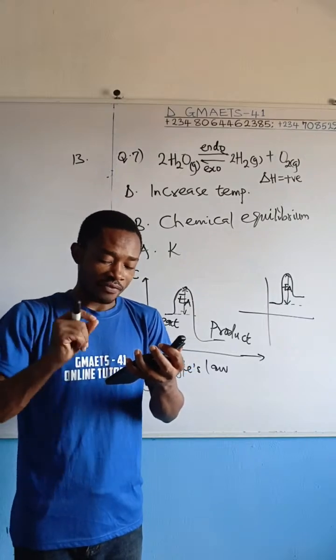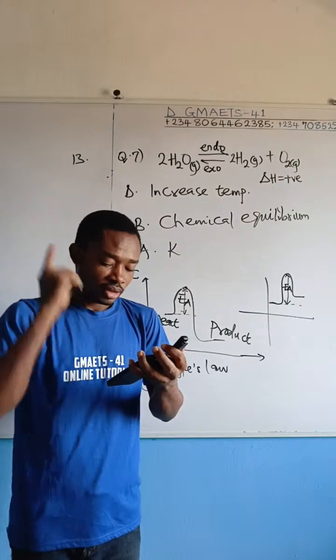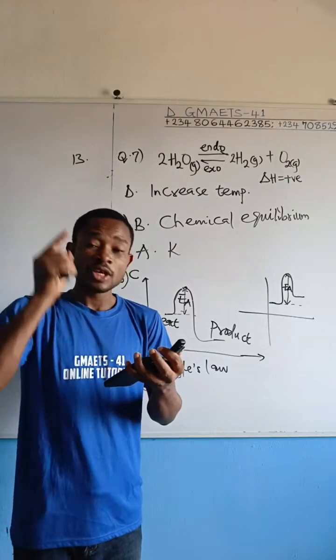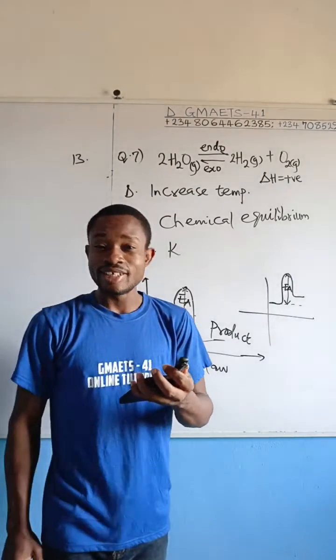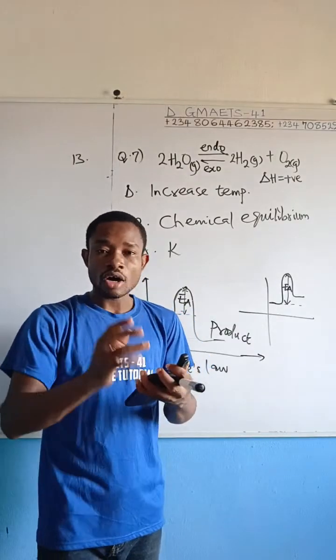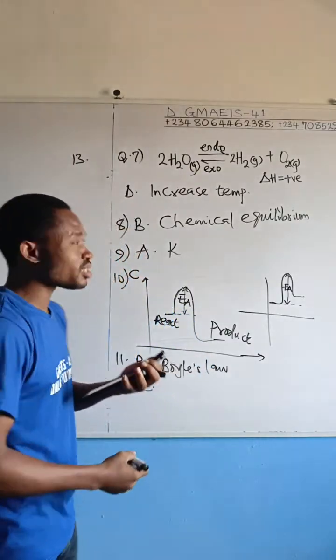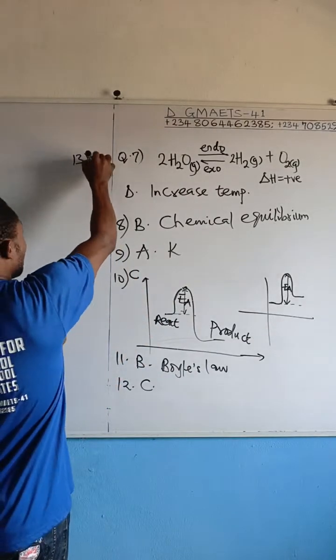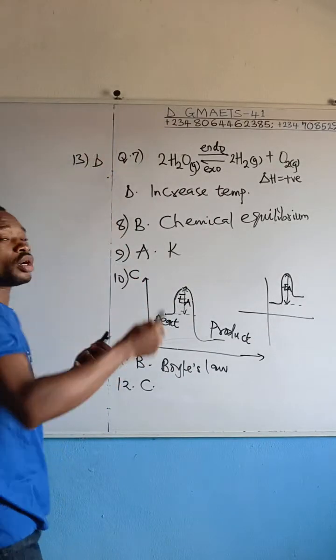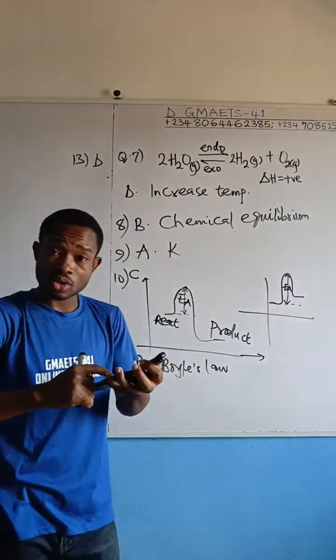What factors affect physical equilibrium? A, temperature. B, pressure. C, concentration. D is all of the above. Yes, all the above three factors mentioned affect equilibrium. So the correct answer is D. Temperature, pressure, concentration, they affect it. So all of the above.